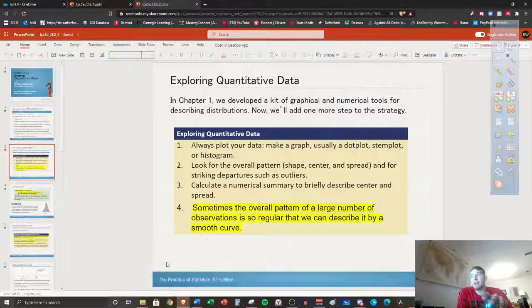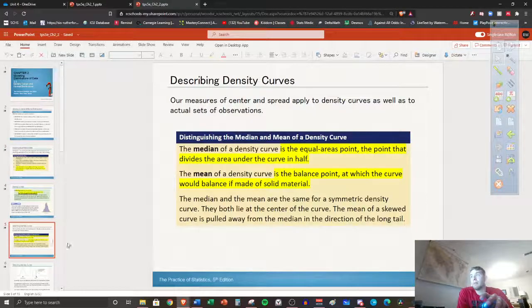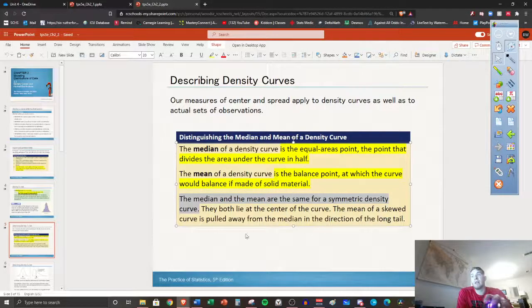Let's go ahead and write down some definitions. The median is the equal areas point, the point that divides the area under the curve in half, and the mean is the balance point at which the curve would balance if made of solid material. One other thing to write, and I'll pause this so you can write it: the median and the mean are the same for a symmetric density curve. So if a density curve is symmetric, then the mean and the median would be the same.